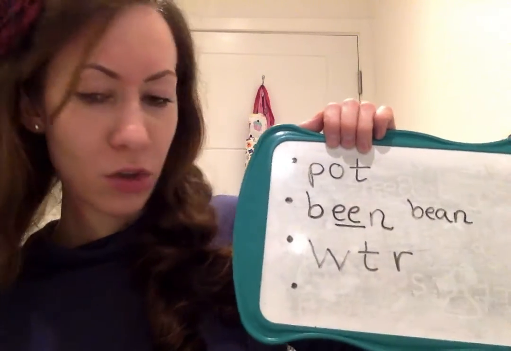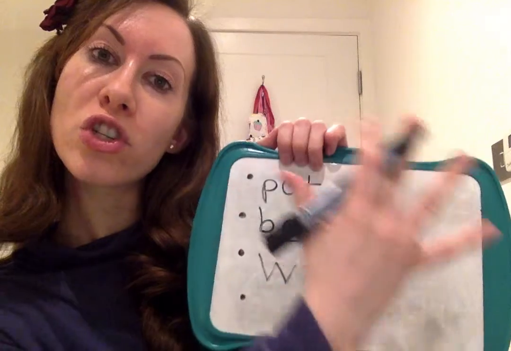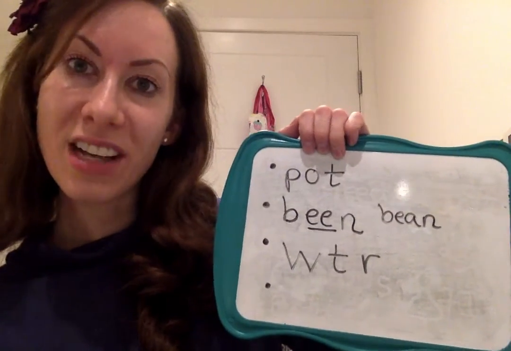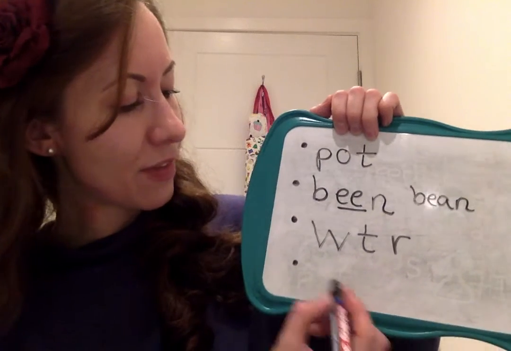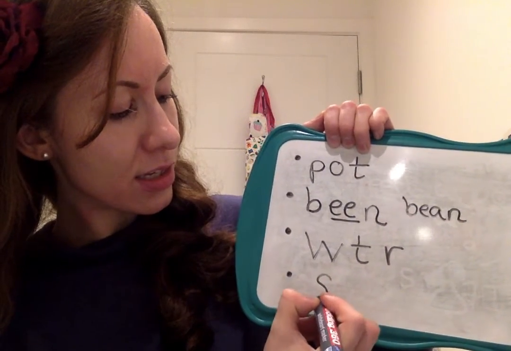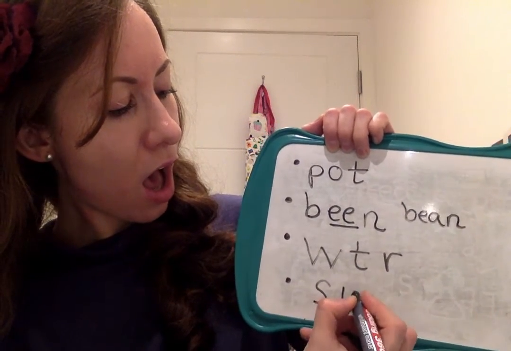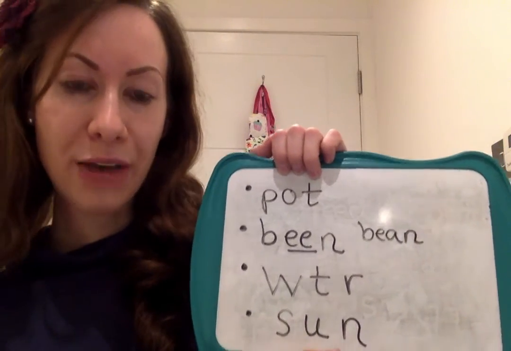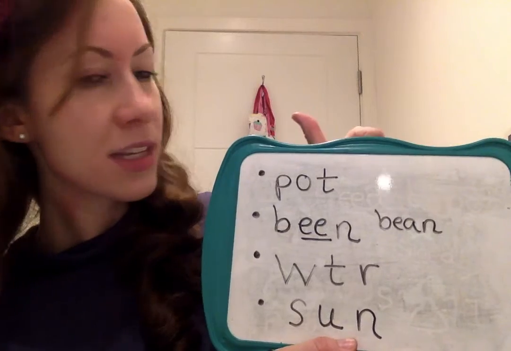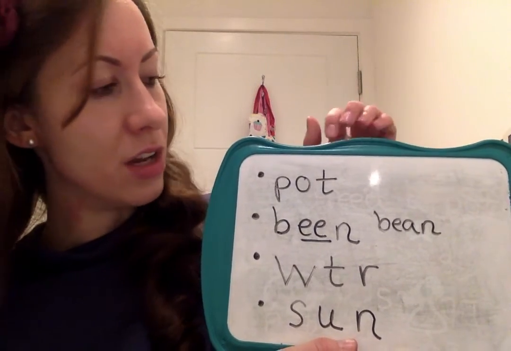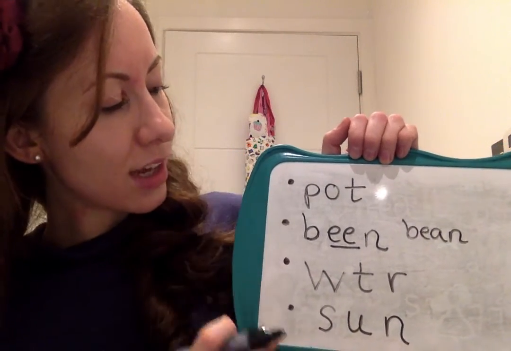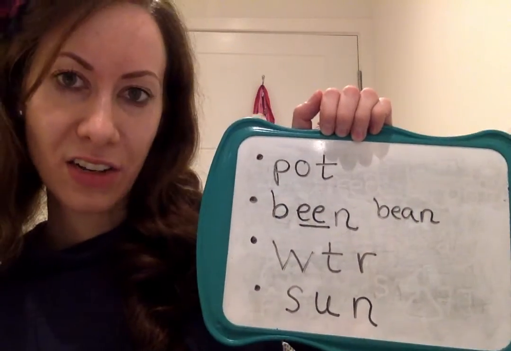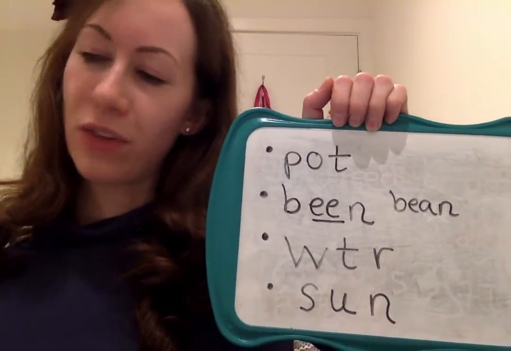Now, last but not least, we're going to need something to shine to make our bean grow. We're going to need some sun, aren't we? So let's sound that one out. S, u, n. And again, you can always use your sound fingers to support with that one. So s, u, n, sun. So we've got our list: pot, bean, water, and sun. Great job, well done.